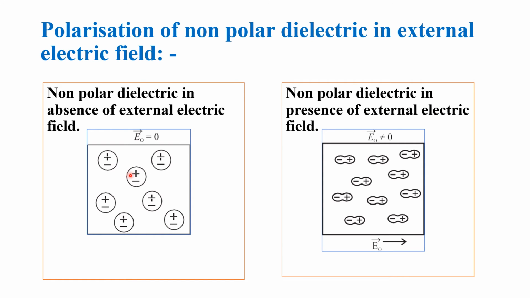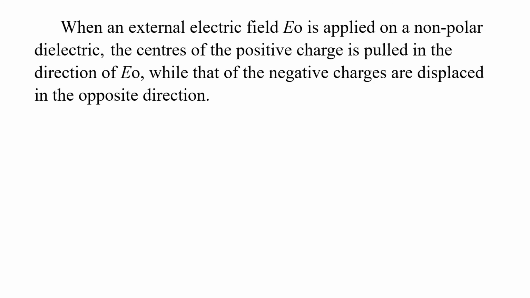If you look at the figure, in the absence of an electric field, the center of positive charge and negative charge exactly coincide. In this case, the negative and positive charges get shifted when an external electric field is applied. The explanation is given: when an external electric field E0 is applied on non-polar dielectrics, the center of positive charge is pulled in the direction of E0 while that of the negative charges is displaced in the opposite direction.